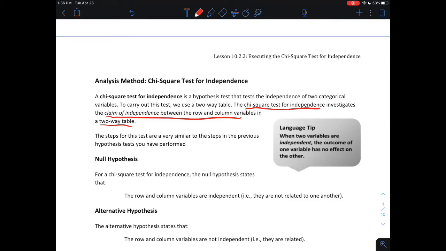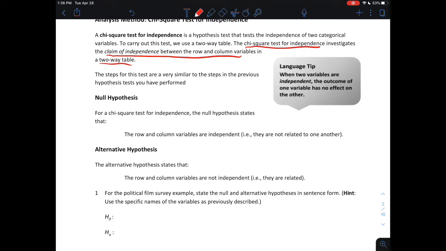So with our steps in the hypothesis test, we have the null hypothesis. For a chi-square test for independence, the null hypothesis states that the row and column variables are independent, meaning they are not related to each other. So there's no symbolic form of the null hypothesis. It is just this sentence. And then the alternative hypothesis is just quite literally the alternative. The row and column variables are not independent, meaning they are related. You could say not independent, you could say dependent, but again, something that has the same idea.